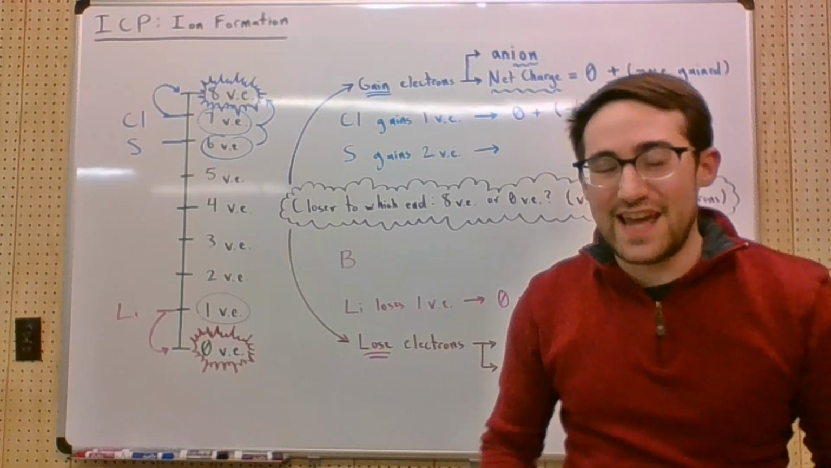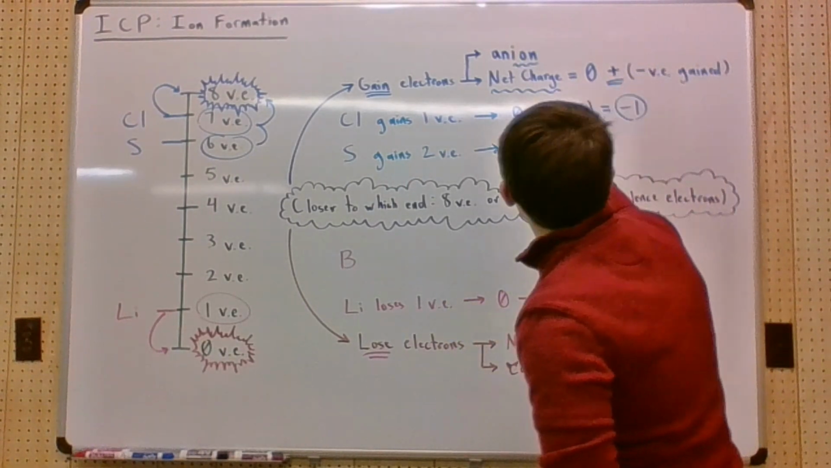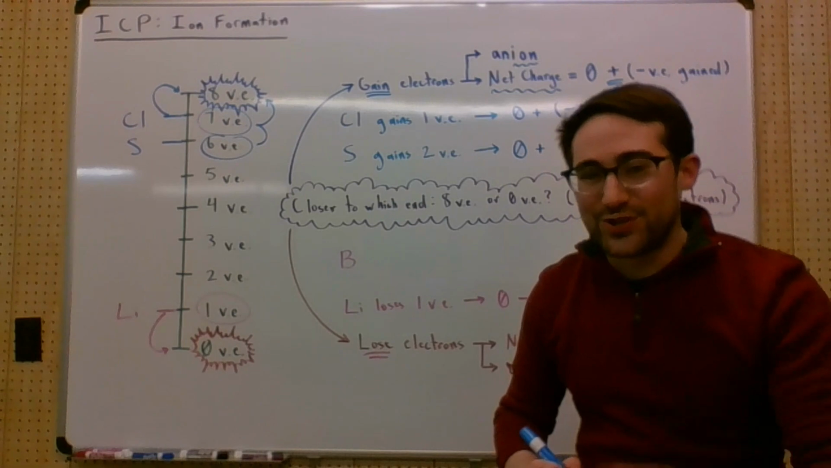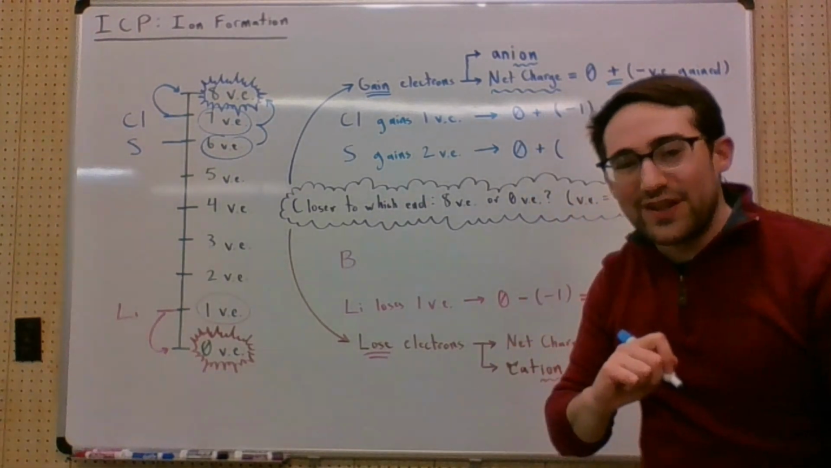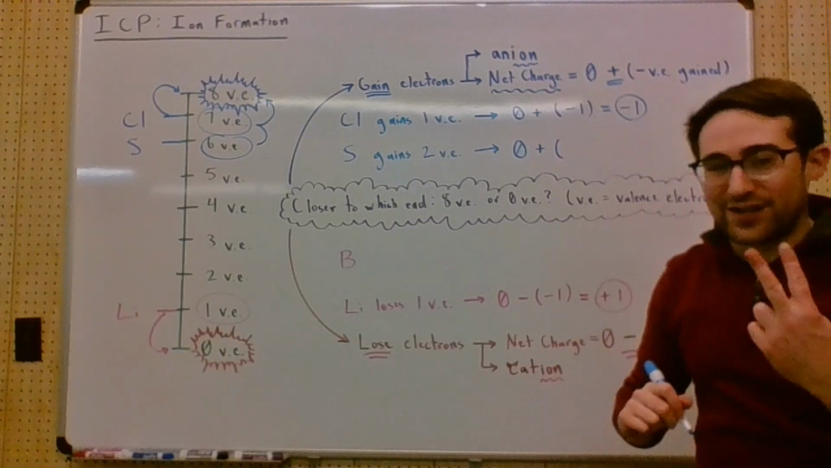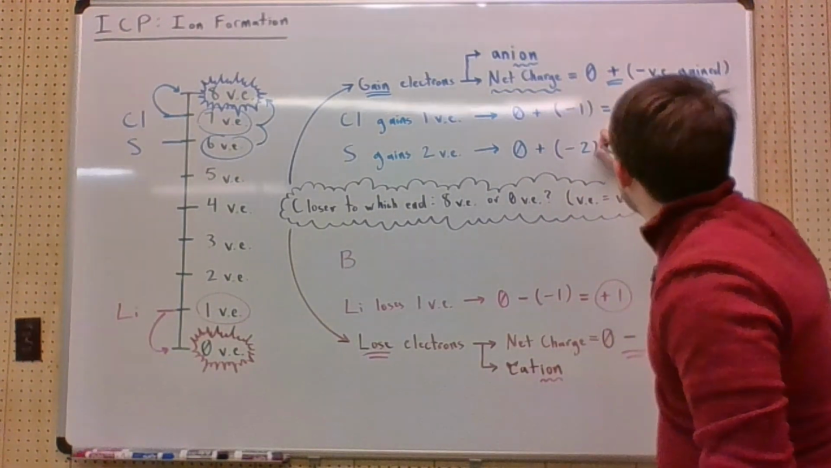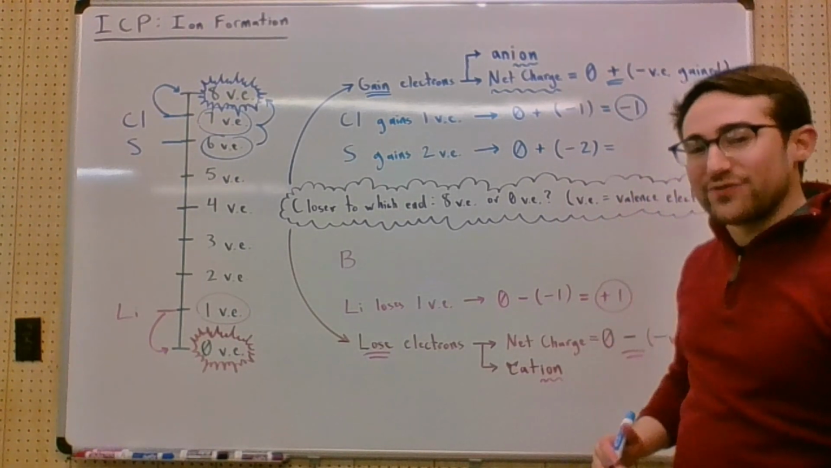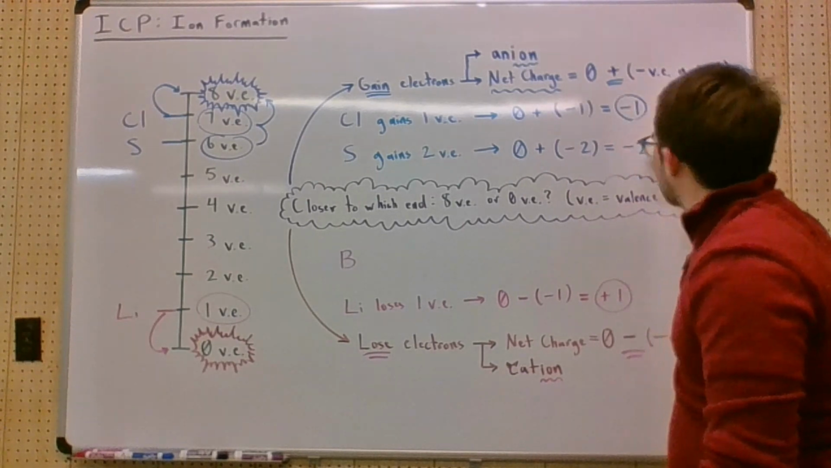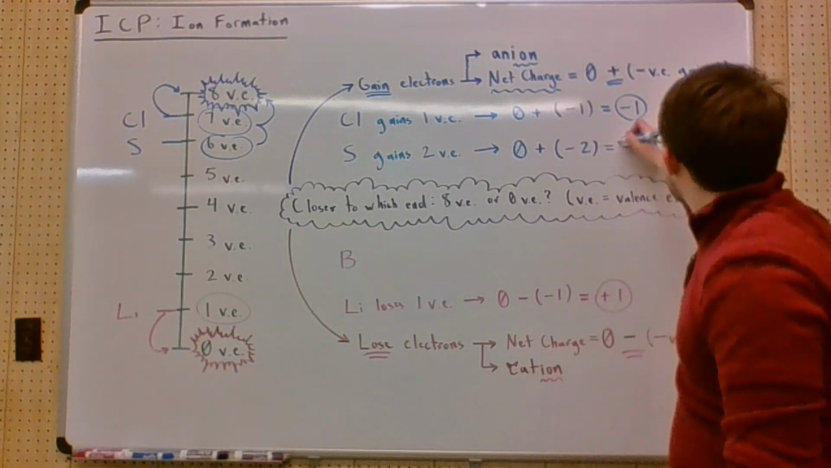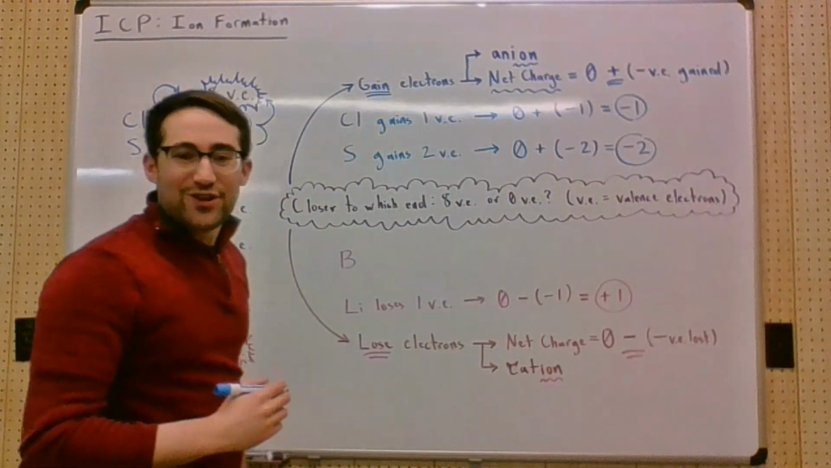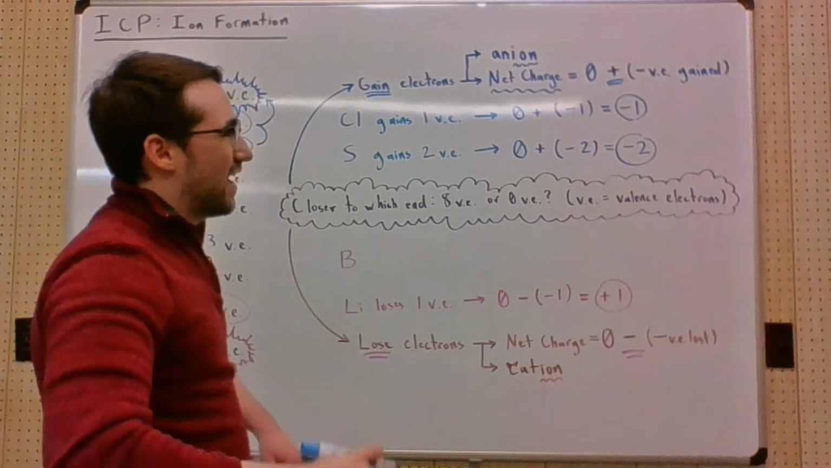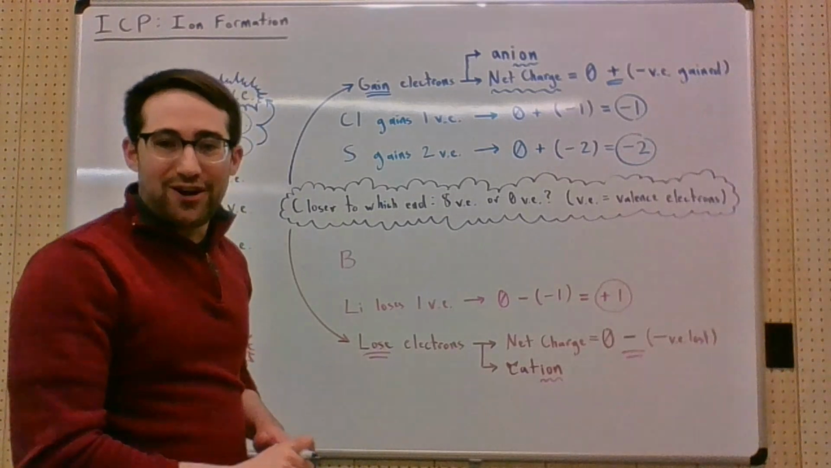So if our sulfur is gaining 2 valence electrons, we start with a charge of 0. I'm adding those 2 electrons, and each of those electrons has a -1 charge. So if I've got 2 electrons being picked up, I'm adding -2. Well, 0 plus -2 is -2. So as an ion, sulfur is going to pick up 2 valence electrons. It's going to gain those valence electrons to become an anion with a -2 charge.